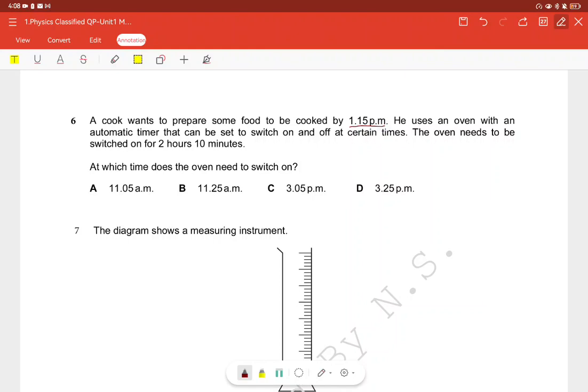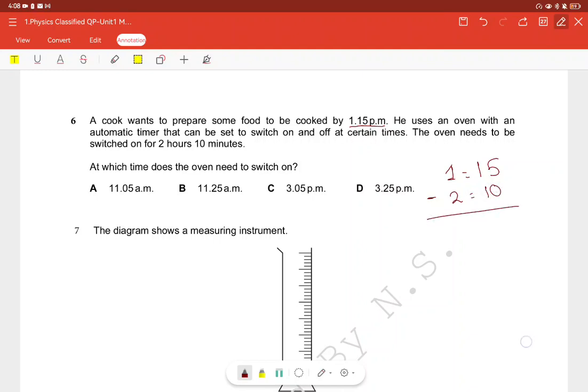At 1:15 he wants the food to be ready. He uses an oven with an automatic timer that can be set to switch on and off at certain times. The oven needs to be switched on for 2 hours and 10 minutes. At which time does the oven need to switch on? So the time that he wants the food to be ready is 1:15 p.m., and that time minus 2 hours and 10 minutes, how much do I get?